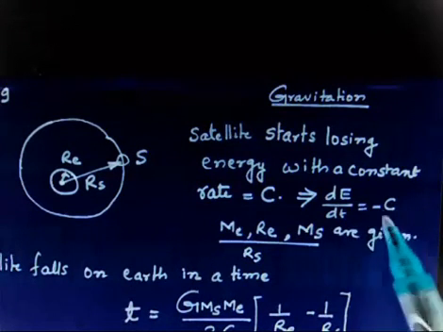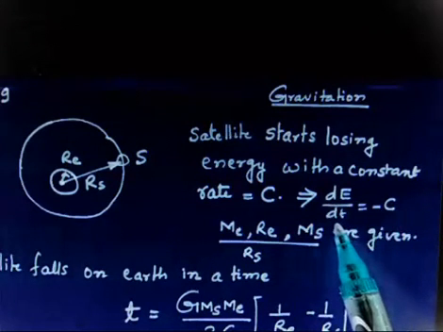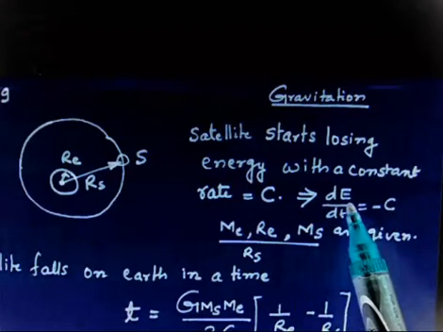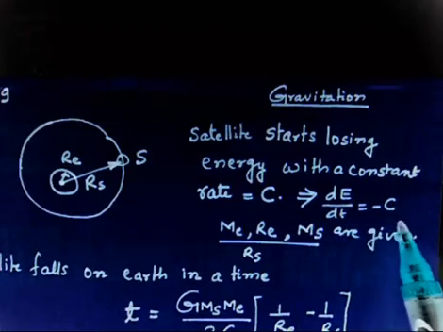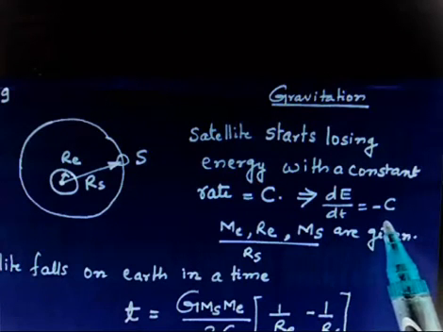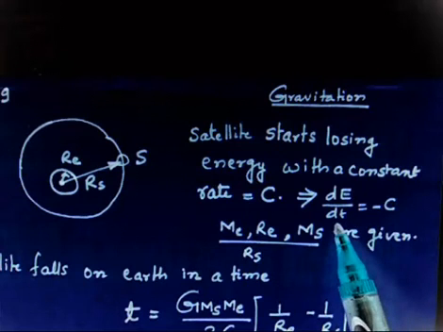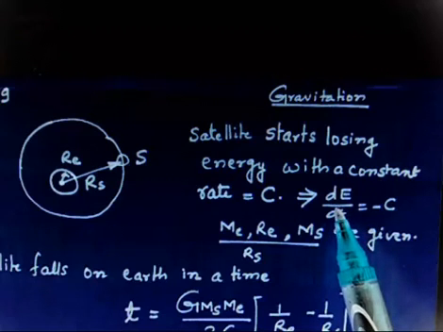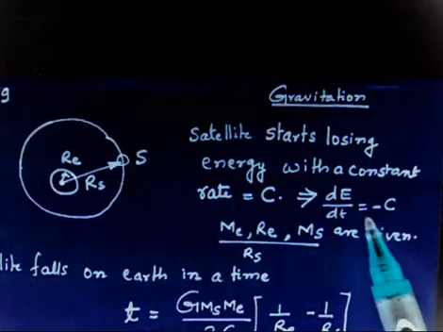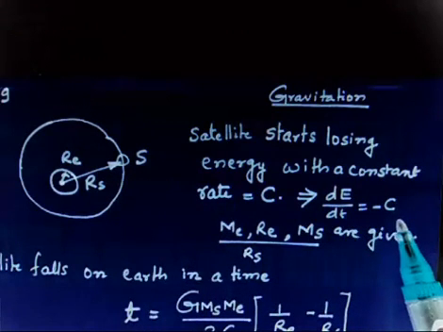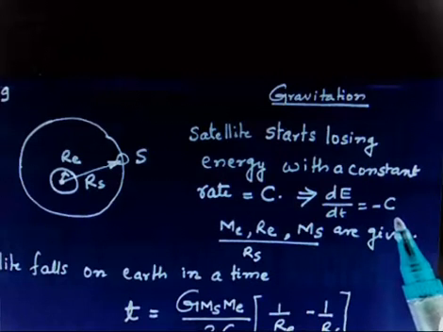I have put a minus sign here because, as time goes, energy will be decreasing. If c is a positive number, then I have to multiply by a minus sign. Why? Because as time increases, dt is positive, but energy of this satellite decreases with time. So dE is negative but dt is positive, so I have to put a negative sign here. Are you getting it or not?